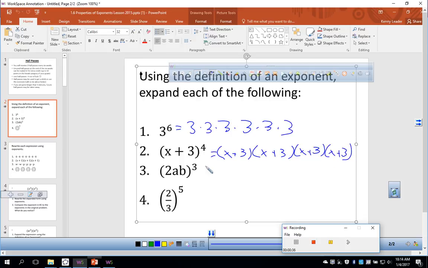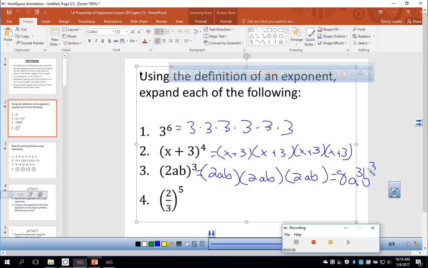So if you just look at this, what does this mean? 2ab times 2ab times 2ab times 2ab times 2ab times 2ab. So if I multiply that all out, what's 2 times 2 times 2? 8. How many a's do I have altogether? a to the 3, b to the 3.